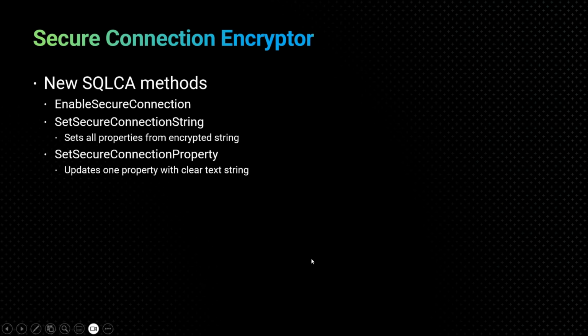And now there are some new SQLCA methods. One is enable secure connection. That tells SQLCA you're going to want to use this new encrypted string. And then you say set secure connection string, and you pass in that encrypted value.